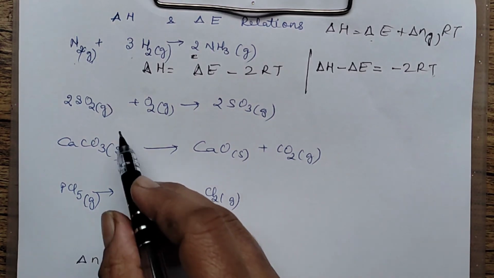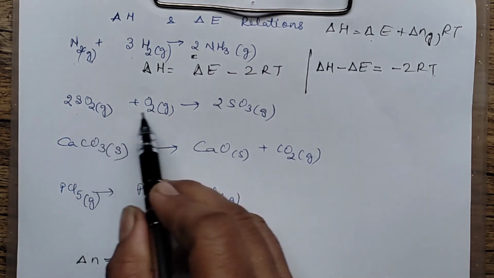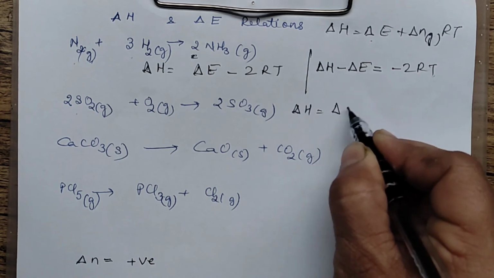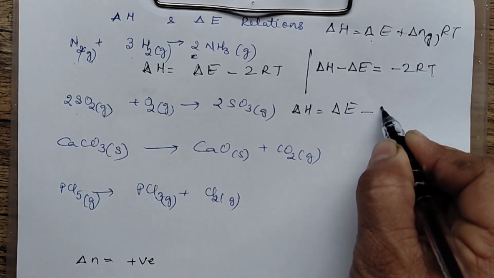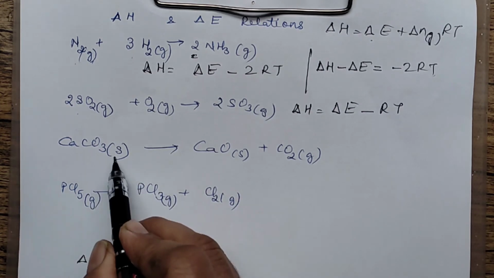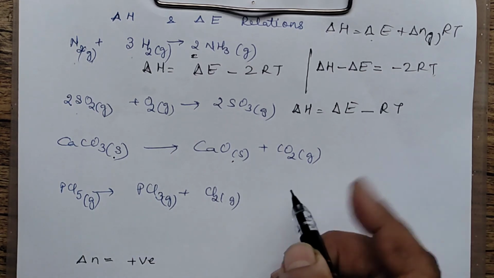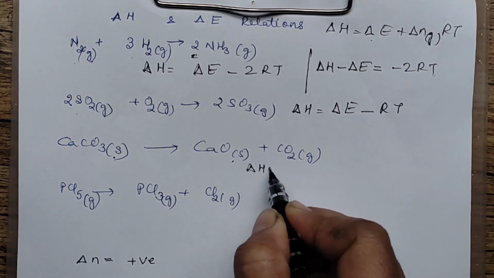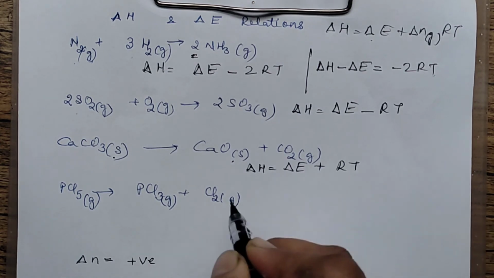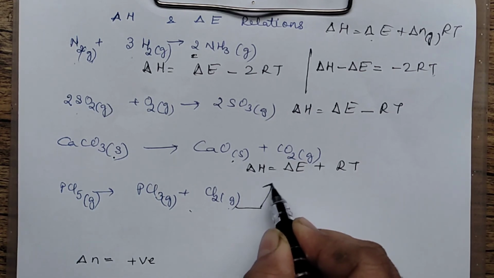Same way for this one, delta N comes out to be 1, -1, 2 and this is 3 reactants. So you will have delta H is equal to delta E minus 1 RT, so minus RT. In this case, this is solid, this is solid. This is only gas, there is only one reactant. So the delta N value is 1 only. So you will have delta H is equal to delta E plus RT. In this case also it is 1. So you will have the same formula for this one also.